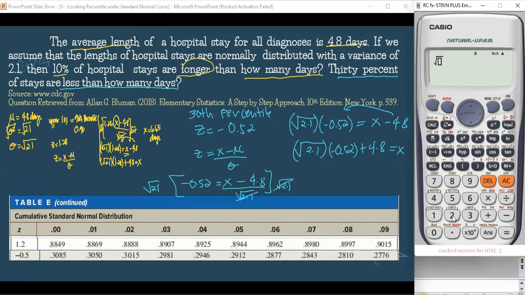So that is the square root of 2.1 times the quantity negative 0.52 plus 4.8. So that will give us 4.05 approximately. So our answer now, our x po is equal to 4.05 days. So how do we interpret? Yung interpretation niya po is that 30% of stays are less than 4.05 days.